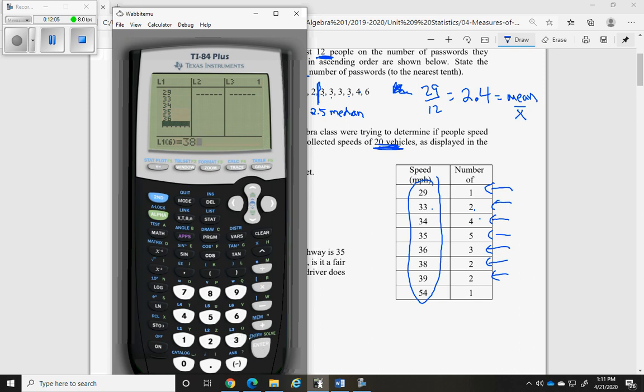This way, though, sometimes is a bit trickier. So you don't have to do it this way, but you don't have to enter the numbers as many times either. So now I'm going to go over to my L2, and next to the 29, I'm going to make sure I have a 1, because 29 happens once. Next to the 33, I'll put the 2, and so on.